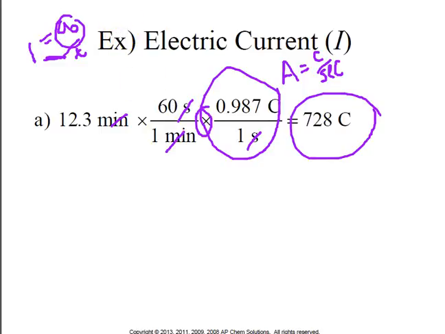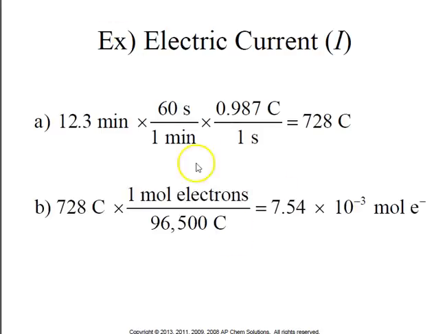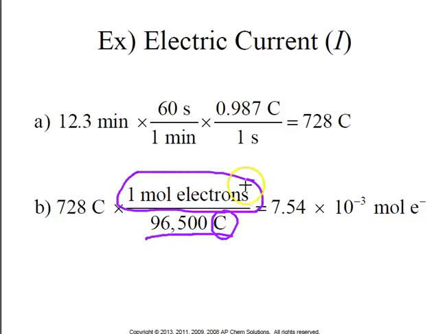The question next is how many moles of electrons is that? And remember that 96,500 coulombs equals 1 mole of electrons. So we'll use that as a conversion factor. We need the electrons on the top because that's what we're looking for, and the coulombs on the bottom. So 96,500 coulombs is 1 mole of electrons. Now our coulombs cancel. We'll divide, and we see that that's less than a mole of electrons.